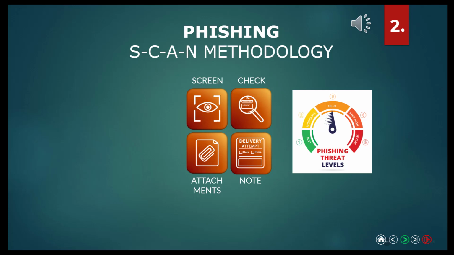So I like to use my own methodology for scanning phishing communications, and I call it SCAN, which I developed and includes 4 steps. These 4 steps are screen, check, attachments and note, and are used to generate an overall risk score or phishing threat level. So let's take a look at each of these on the next slide to show you what this involves.